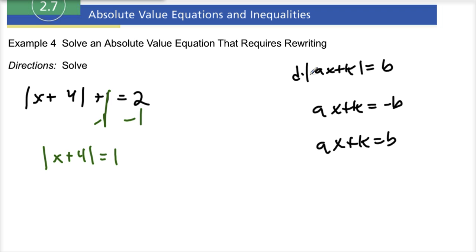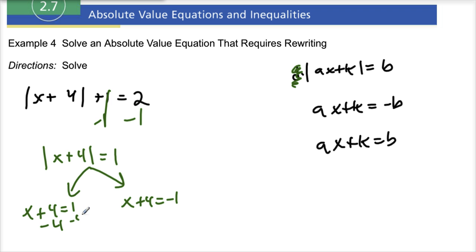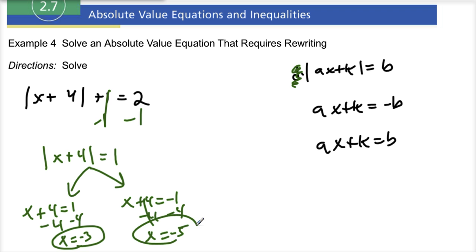So now it's in this form here where we have the isolated absolute value. So now we can go ahead and write our two equations. x plus 4 equals 1 and x plus 4 equals negative 1. And both of these are solved quickly. So one answer is negative 3 and the other answer is negative 5. All right, and we just need to solve here. We're not graphing, so negative 3 and negative 5.